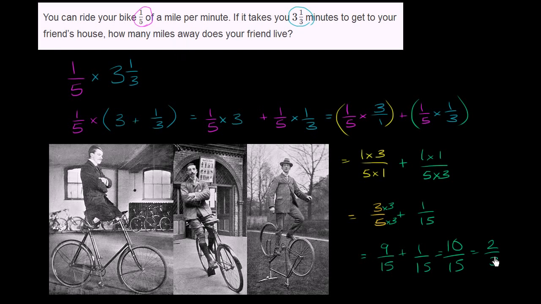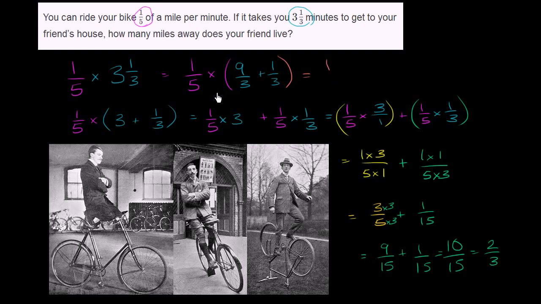Well, that's kind of interesting, and this was kind of a long way to do it. Let's think about if there's a simpler way to do it. So 1/5 times 3 1/3, I'm going to rewrite 3 1/3 as an improper fraction. So this is the same thing as 9/3, that's 3, plus 1/3, times 1/5.